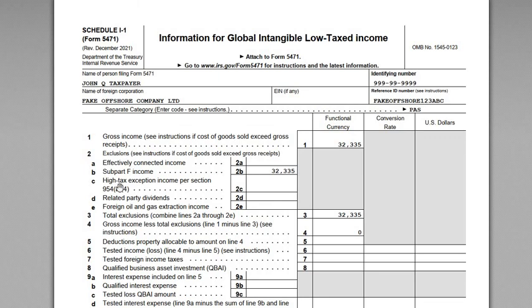Okay, for this video, we're going to cover the Schedule I-1 as part of the Form 5471, and the I-1 is used to report information on GILTI, right? So Global Intangible Low-Taxed Income. Now, the Schedule I-1 should be completed in cases even where you're not going to have any GILTI income if you meet the certain category of filer.